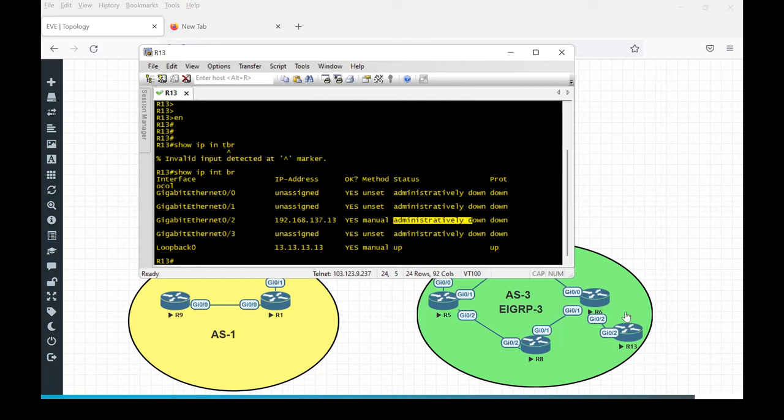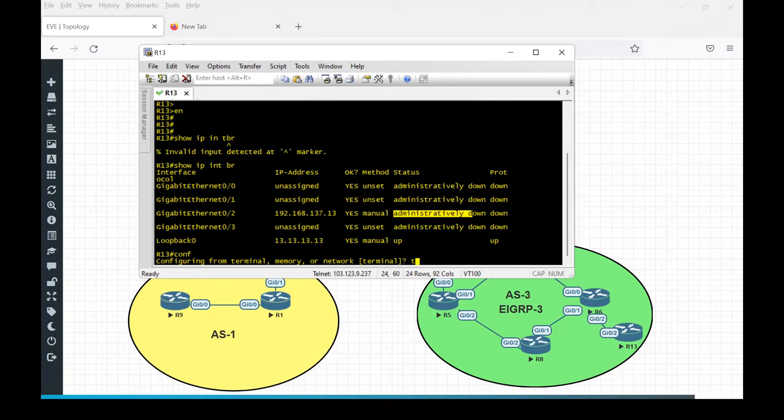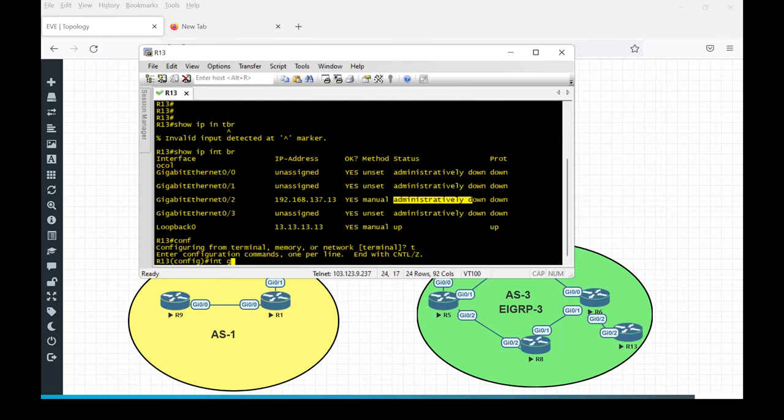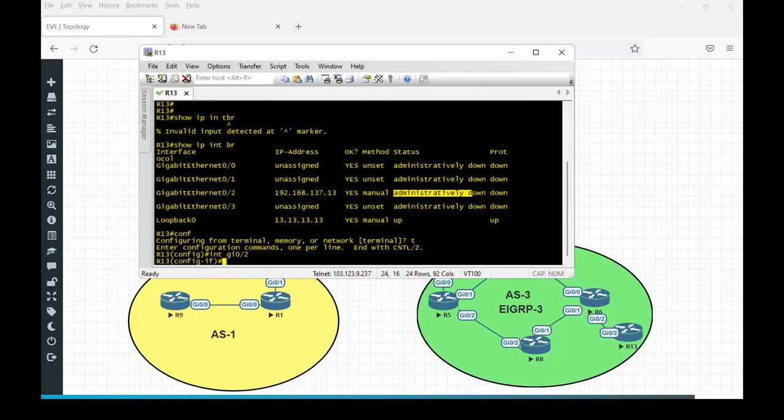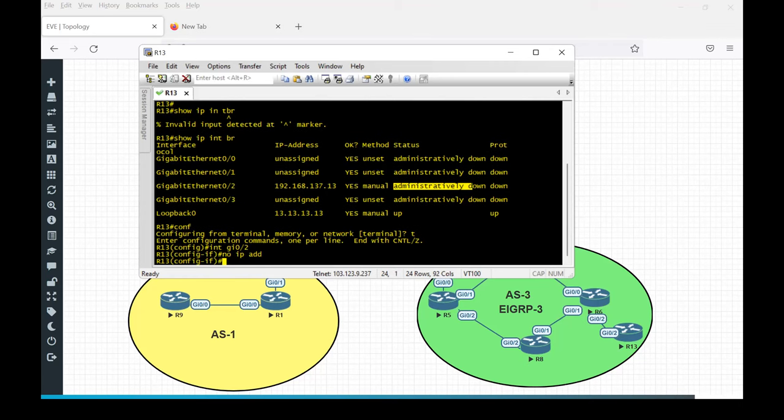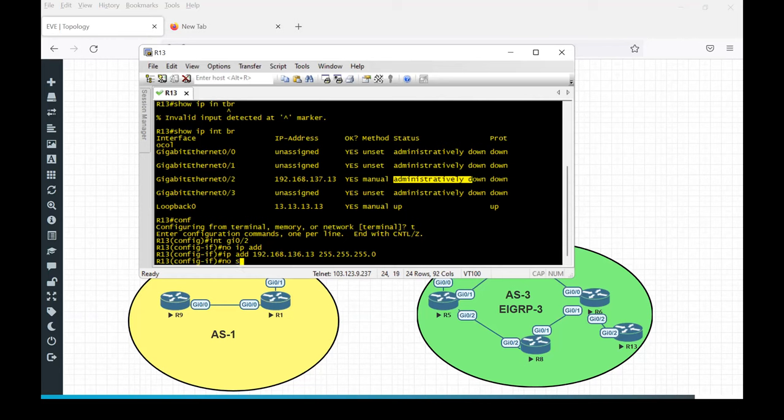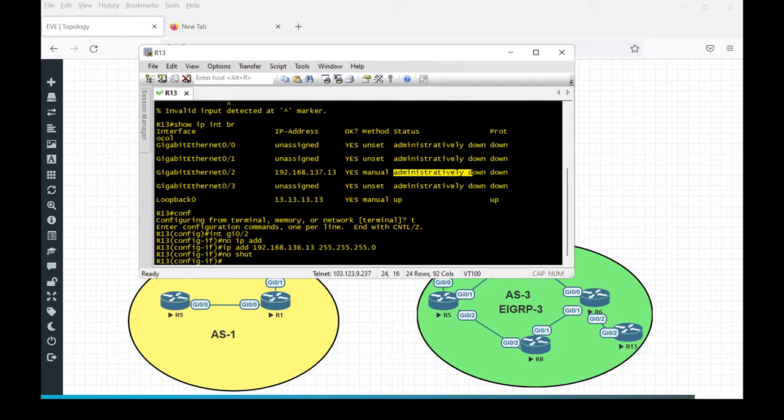So what you will have to do here, first you have to configure the interface IP. Interface gig 0/2, and no IP address for removing the IP address, and the IP address command for adding the IP address. What will be the IP address? 136.6.13 is the IP, and the subnet mask is 255.255.255.0, and for bringing up the interface, no shutdown is the command.